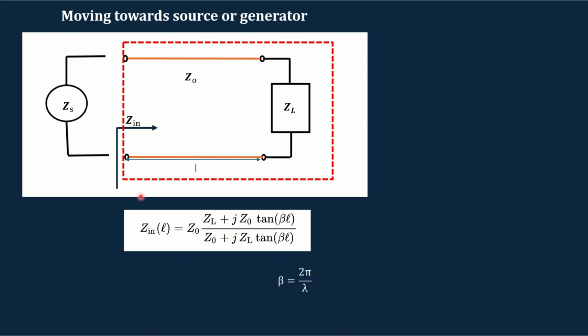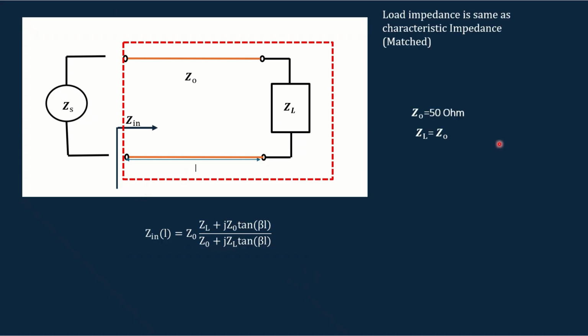So let's see. First of all, we know that when we are designing an antenna, our main purpose is to make the antenna impedance the same as the characteristic impedance. So if the transmission line impedance Z0 is equal to 50 ohm, we will try to design the antenna having the impedance same as 50 ohm. That is the main purpose.